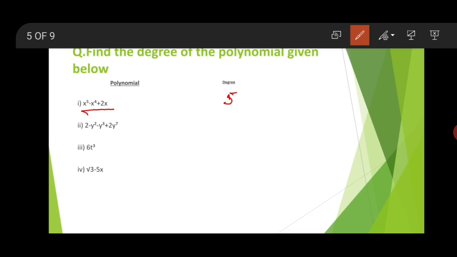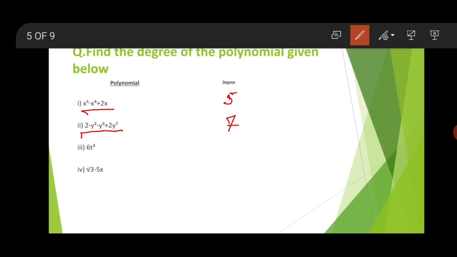Then, in the second polynomial, what is the highest power of the variable? That means it is the degree. 2 minus y square minus y cube plus 2y power 7. Yes, correct. Degree is 7.